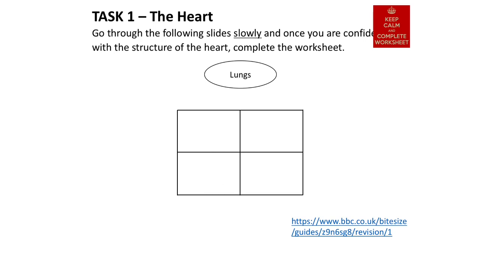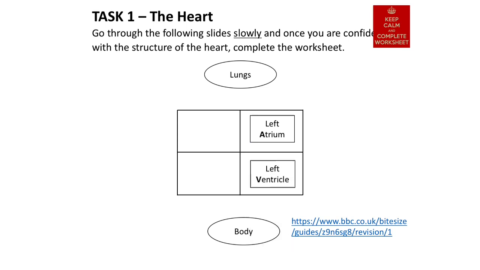The first thing that we're going to add to our heart is where the blood is either going to go or come from. So some of the blood will come from the lungs, some of the blood will go to the lungs, some of the blood will come from the body, and some of the blood will go to the body. So there's two parts where it can come from or go to. And these are the different parts. So we have the left atrium and the left ventricle. And then on this side we have the right ventricle and the right atrium.